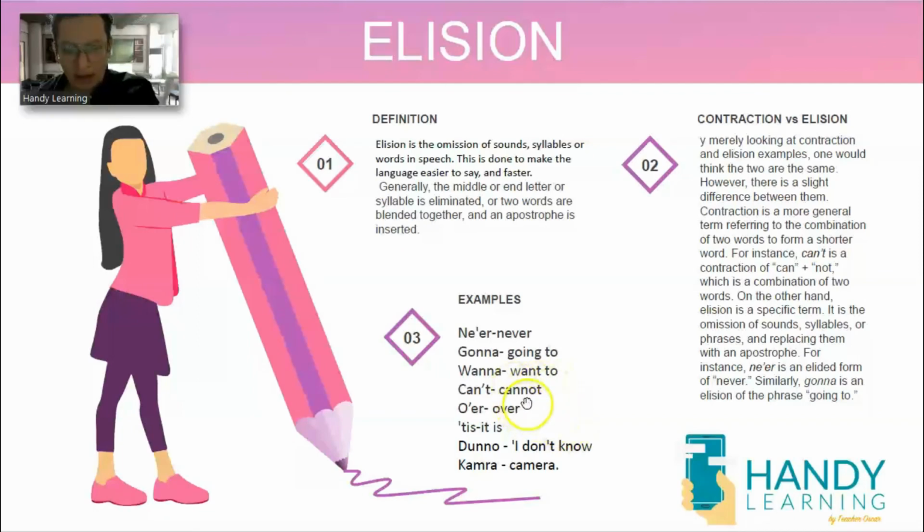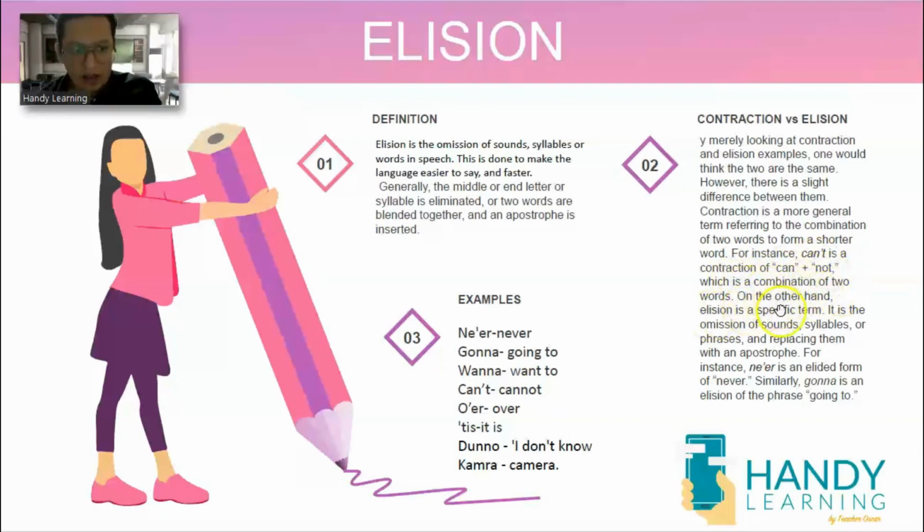Sometimes we as teachers say that gonna or wanna are contractions of going to or want to, but they are not contractions. They are really examples of elision. We have here this example, contraction versus elision. Sometimes merely looking at a contraction and elision, we could think that they are the same. But it's not. For example, can't is a contraction of cannot, which is a combination of two words.